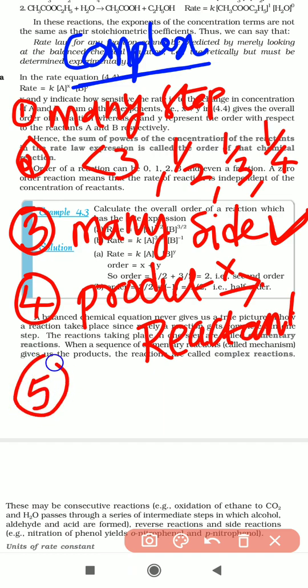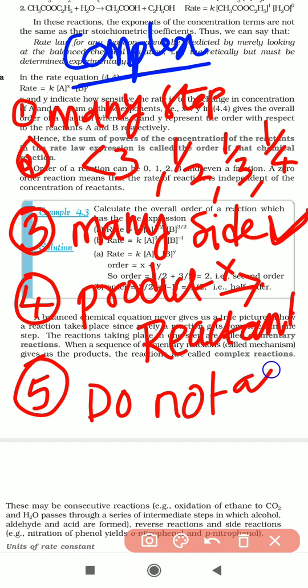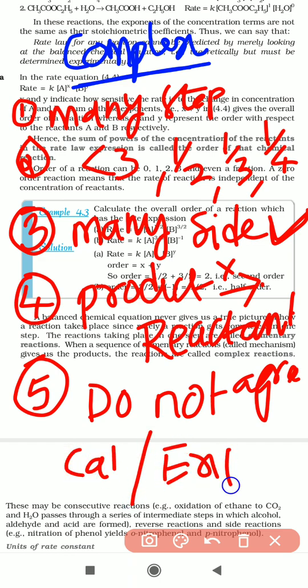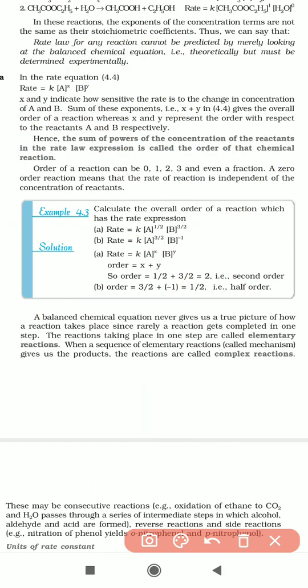And next, the experimental rate of reaction and the calculated rate of reaction values do not agree with each other. The calculated values and the experimental values disagree.